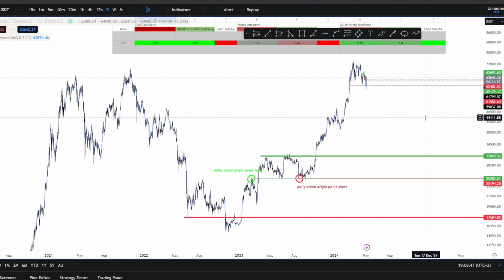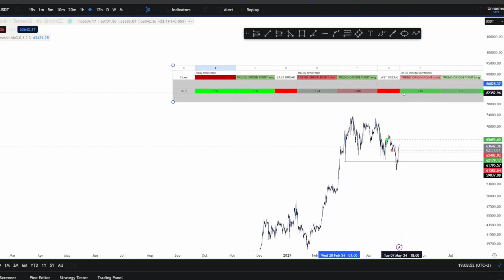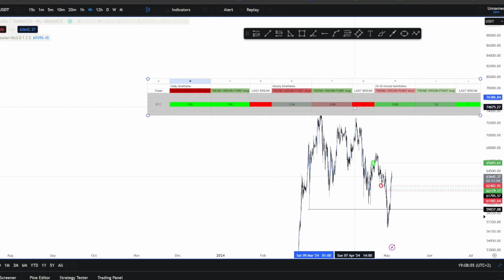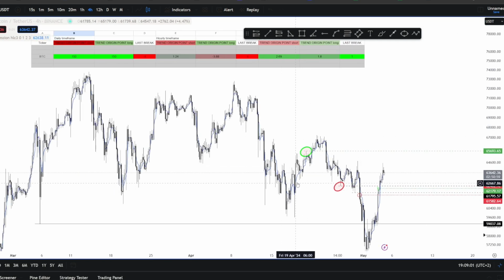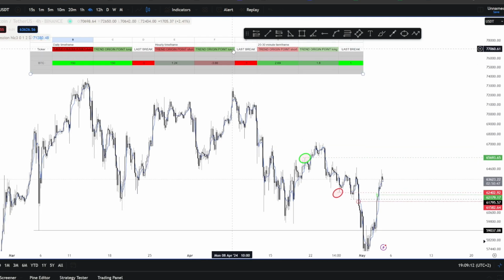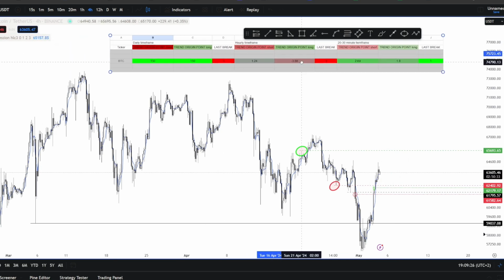So the next time frame is the hourly. We do the same kind of analysis. We zoom in right here. And we look for the most recent bullish trend origin point, which is, if we look in this structure right here, we have first structure break here, second, then third, giving us a bullish trend origin point to the long side. If we measure price in percentage from it at this point now, we are slightly under it. That's why the color here is kind of a light ruby red and not deep red.